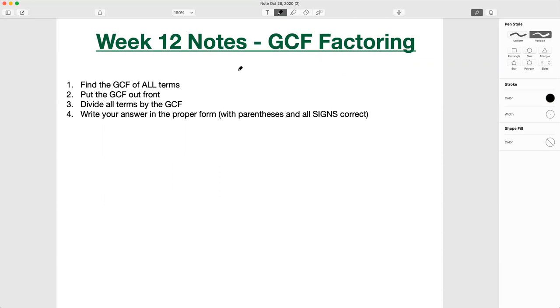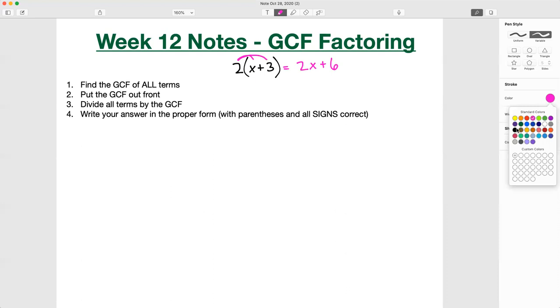What is factoring? Well, before you write all this stuff down, you can write this right above it. And it is basically this. If you have something like 2 times the quantity x plus 3, and you were to multiply this out, you know how that works, right? You distribute the 2 to the x and then the 3, and then you get something that looks like 2x plus 6. Okay, so that was called distribution or distributing.